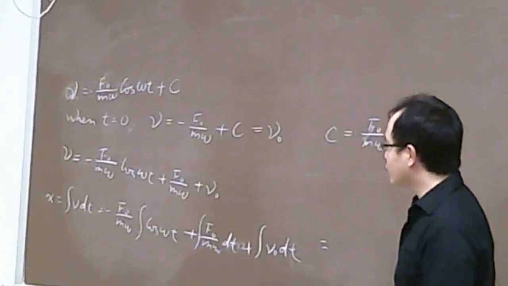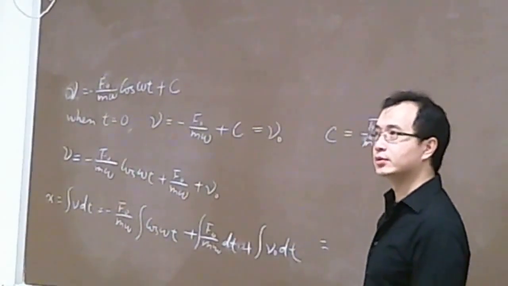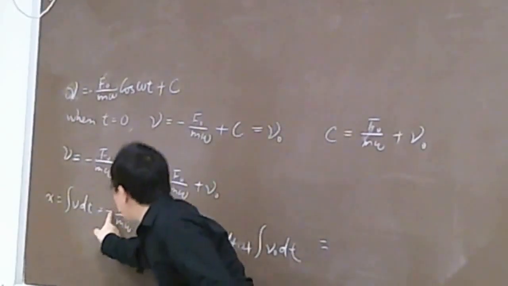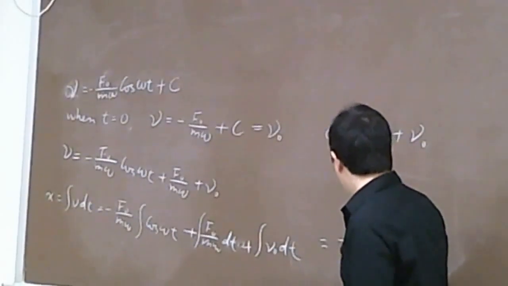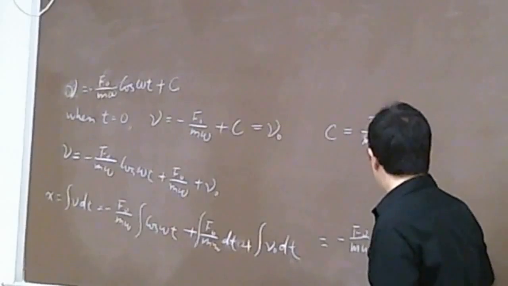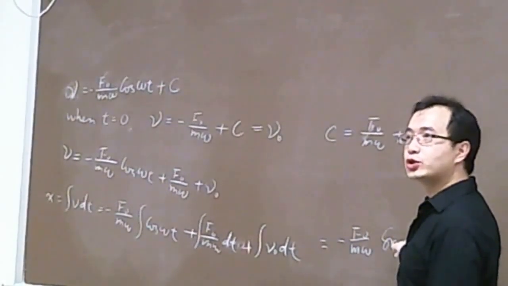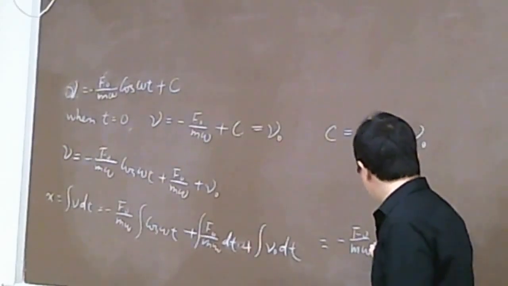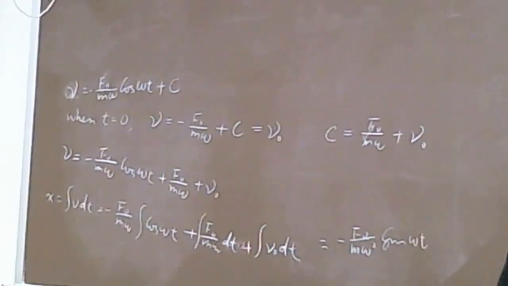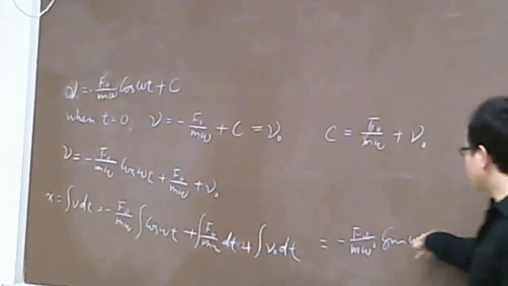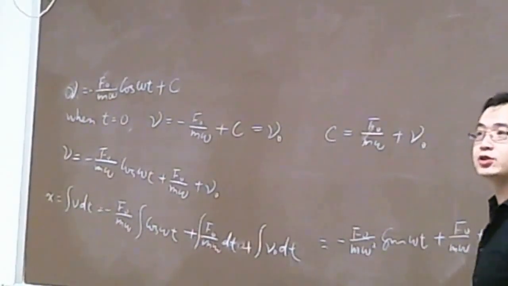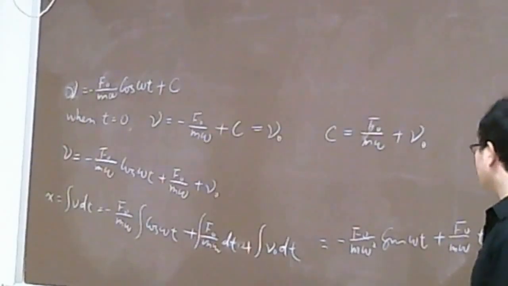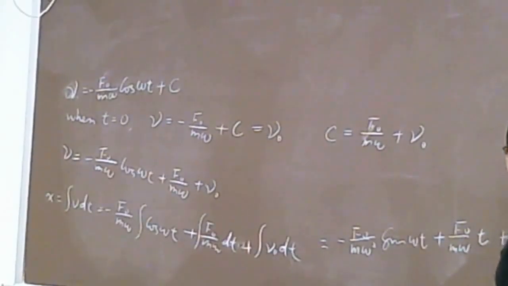So you will see that for the first term, what is the integral of cosine? It's sine, but you still have this negative sign here. So you get negative F naught divided by m omega sine omega t. But again, when you integrate with t, you have another omega here. So F naught divided by m omega squared. So that's the first term. The second term is simple. It's just F naught over m omega, and the integral is a constant, and this is v naught t plus c prime, another arbitrary constant.